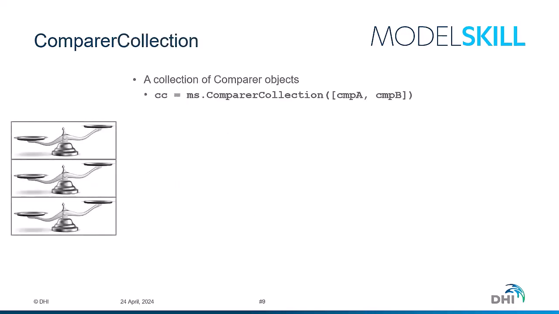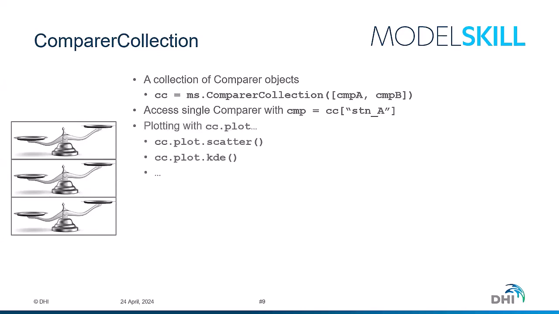If you have more observations, then you will also have more comparer objects, and these are conveniently put together in a comparer collection. You can do it like this, or you can also get it directly from the match method. You can then access a single one of those again by just grabbing that component by the name, like this, with the getitem method. And here you have the same API, more or less. You don't have the time series plot because it's less useful if you have multiple ones. So there you need to access the individual one to get the time series plots, but you can still do skill and filtering in the same way.